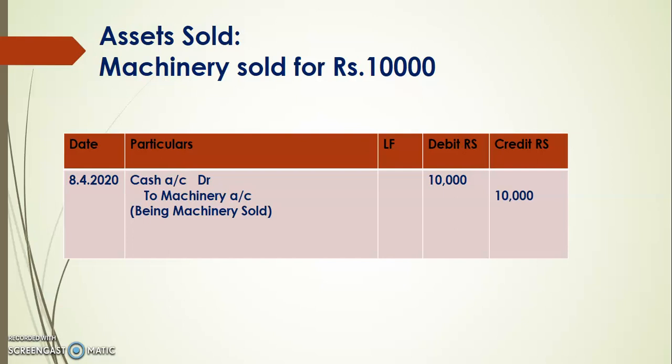Next one, assets sold. If the business sold an asset, so machinery is an asset. If the business sold machinery, the journal entry is cash account debtor to machinery account. At the time of machinery sold, the business receives cash and machinery goes outside. Cash comes inside, machinery goes outside. Debit what comes in, credit what goes out. So debit cash account, and credit the machinery account.